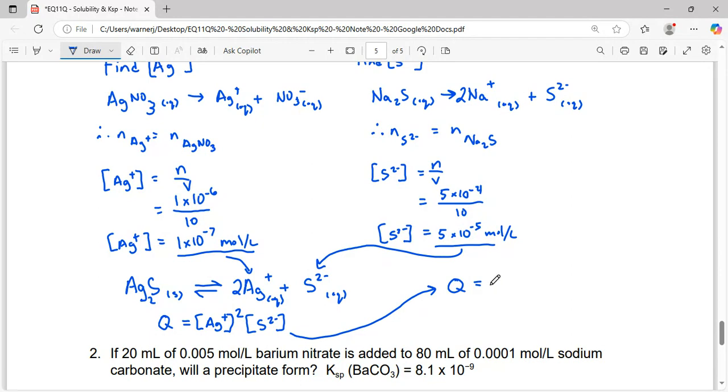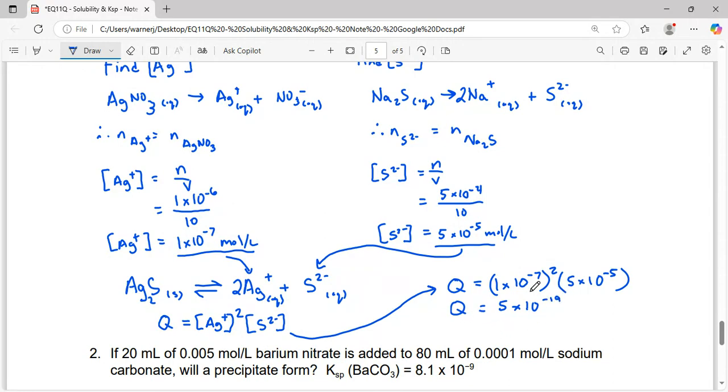So my silver ion concentration is 1 times 10 to the negative 7, and that quantity is squared, and 5 times 10 to the negative 5 for my sulfide ion concentration, and then I just do the math to find Q. So I'm going to plug it in my calculator. 1 times 10 to the negative 7. If you can't see me, I've got my calculator. That quantity is squared times 5 times 10 to the negative 5. And I got 5 times 10 to the negative 19. Right? So that's my Q value.